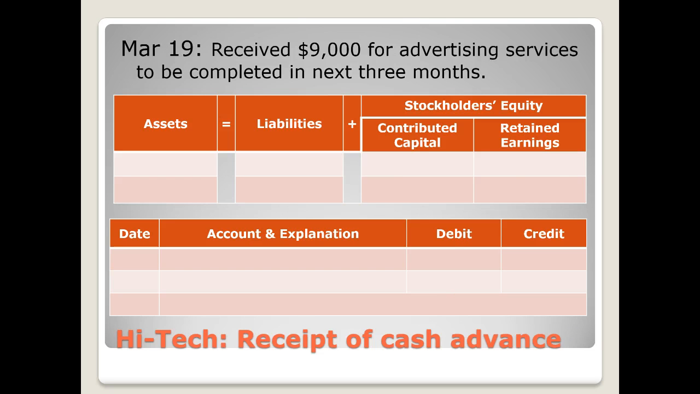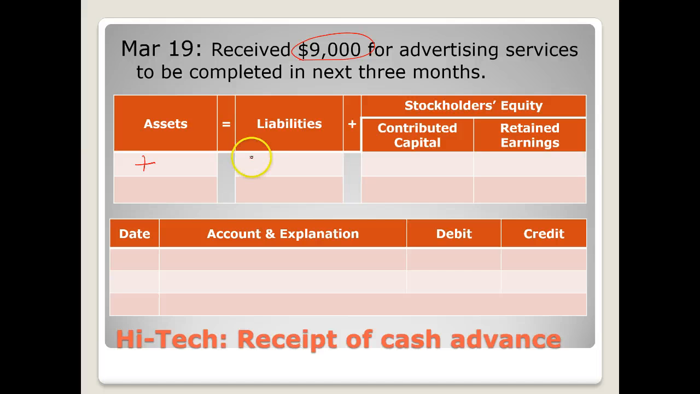Now, on March 19th, transaction number 8, our friends at High Tech received $9,000 in cash for advertising services that will be completed in the next 3 months. Have they completed it yet? No, they have not. Can they successfully say they earned the revenue then, if the services have not been completed yet? No, they cannot. So what we have here is an increase in an asset account, which is the cash account, because they got $9,000 in cash. But they haven't done the work yet.